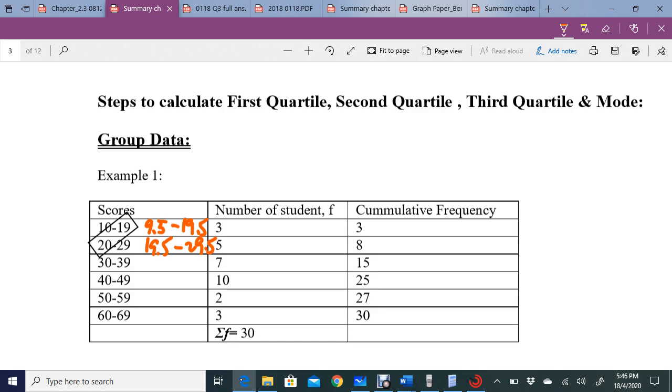So this one will be 29.5, and 39.5 for your upper boundary, and so on. Can you understand this? So that's the difference between these two sets. Is that okay? Okay, good.